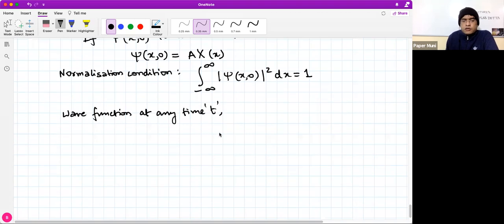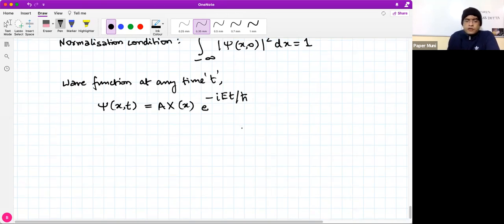All right. So what do we have? Psi(x,t) is equal to a(x) e to the power minus iota E t by h cross. This is the wave function at any time t.